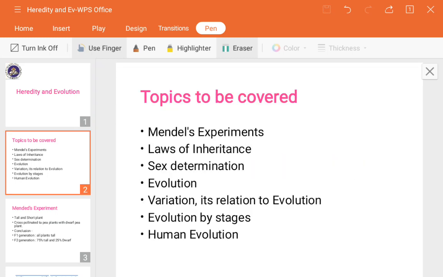The topics to be covered in this chapter: Mendel's experiments, law of inheritance, sex determination, evolution, variation and its relation to evolution by the stages, and human evolution. So step by step we will see each and every topic.